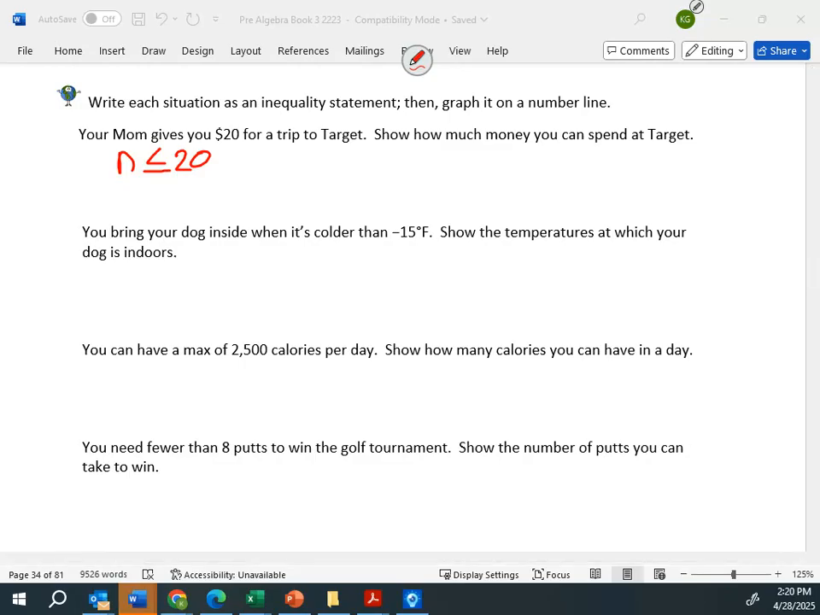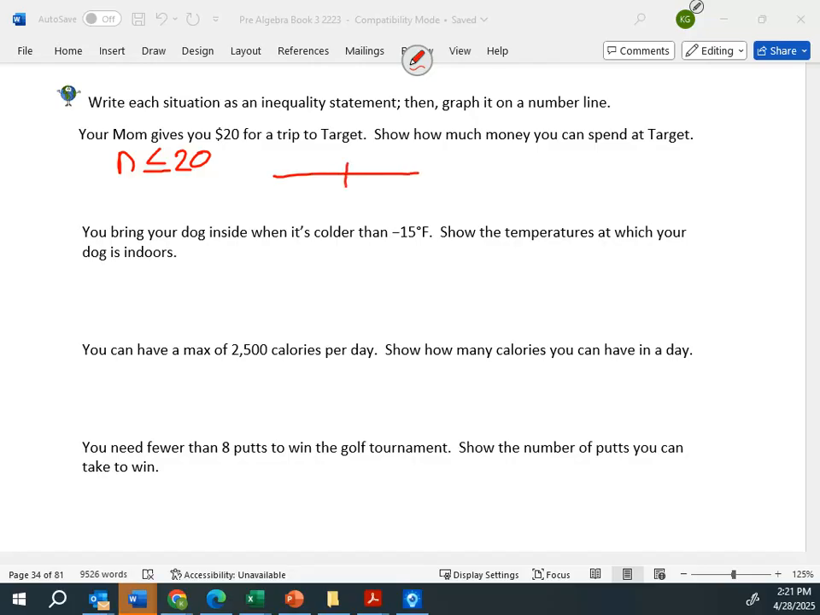Okay. So you have to write your inequality statement, thinking about what words you're hearing when you read that word problem. What would that inequality statement look like? Is it less than or greater than? Could it be equal to? Then you're going to graph it.